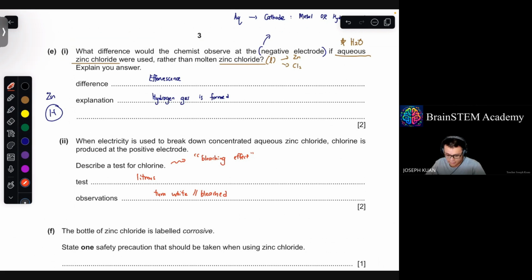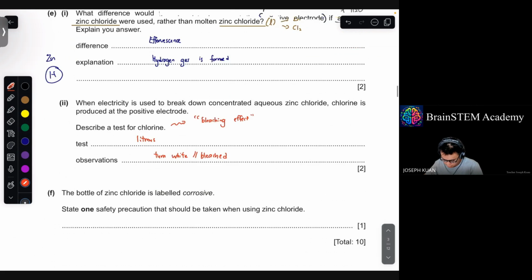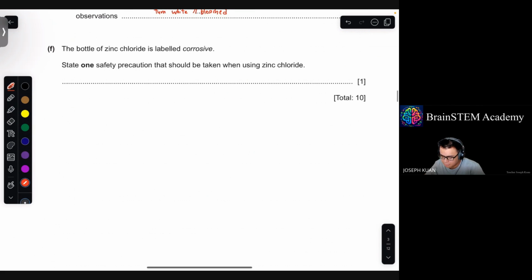All right, so that's the answer for 2. Moving on to F, the bottle of zinc chloride is labeled corrosive. State one safety precaution that should have been taken when using zinc chloride. So essentially, we need to be more careful in terms of wearing safety goggles, or you can choose to wear, okay, it's not exactly an option, you have to wear safety gloves. All right, just be careful when handling corrosive chemicals.